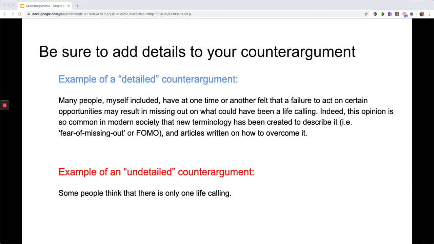detail. And I would suggest that your counter argument be just two sentences. You state the counter argument and then one type of detail for that counter argument. An undetailed counter argument would be, some people think there is only one life calling. That's not giving enough detail to prove that this is an actual counter argument. If you have any questions about this, let me know and I can give you some more examples.